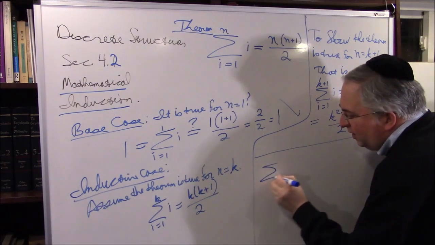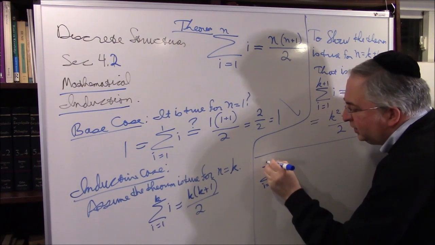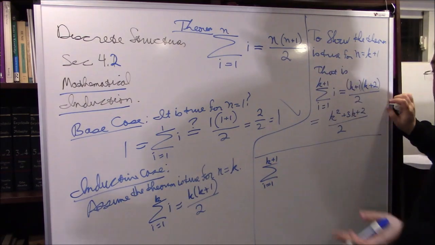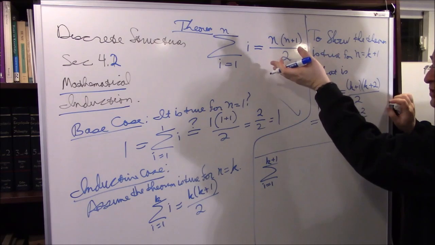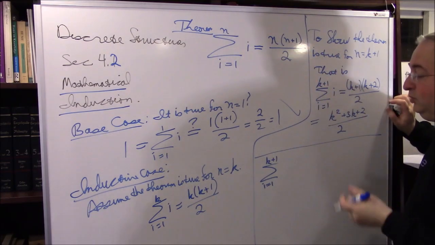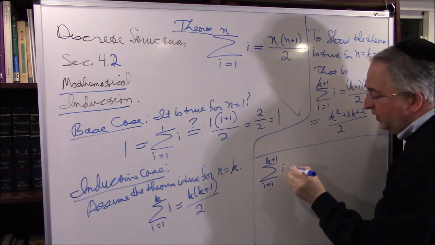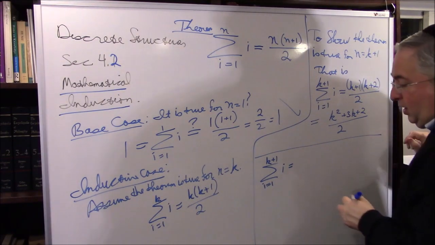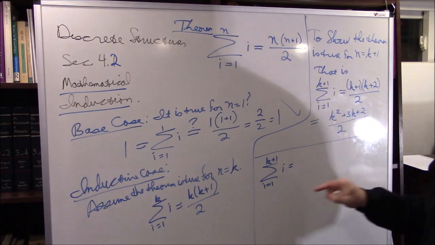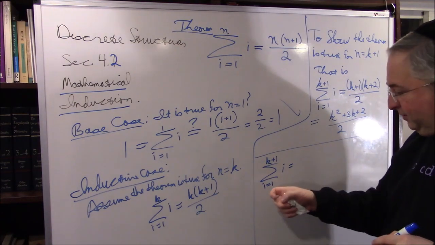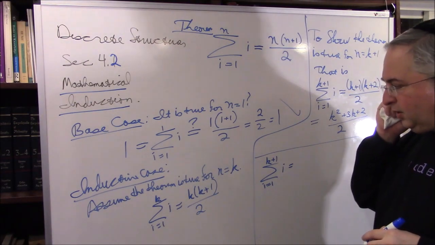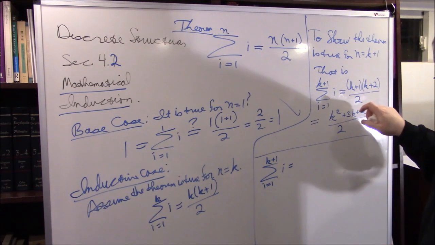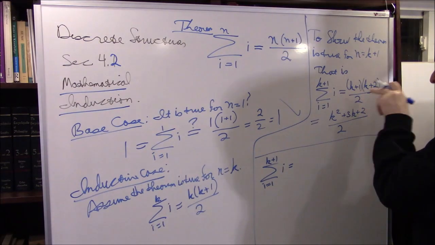So the sum of i equals 1 to k plus 1 of i. I want to prove that this is true. I have no idea that it's true. Somebody gave me this theorem. I have no idea it's true, but we're going to do it. This is equal to, now, I have absolutely no idea what it's equal to. So I can't write that it's equal to this. This is what I want to get. This is my cheat sheet. I want to get to here.